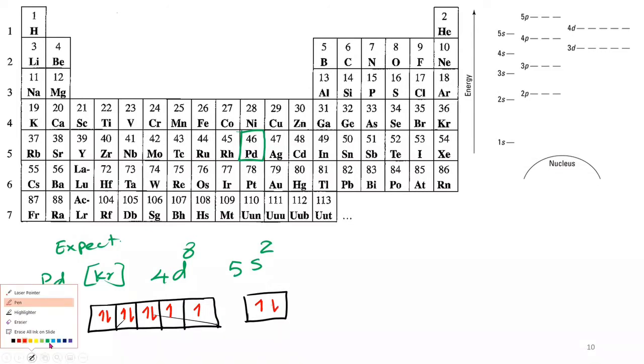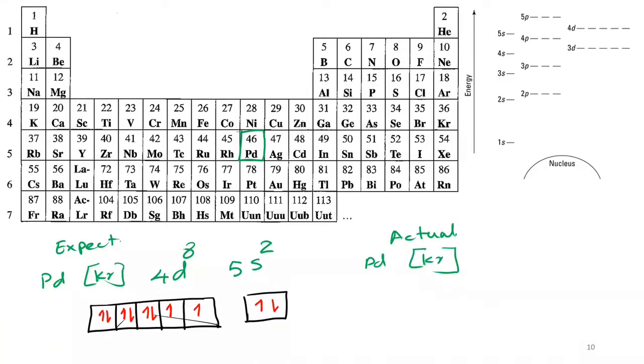But what you're going to get actually for palladium is something like this, with a krypton core and 4d10. So now you're going to see that those two 5s2 electrons are not in the 5s orbital. Instead, both of these electrons have been stuffed into the 4d orbital. So your orbital diagram would look something like this.